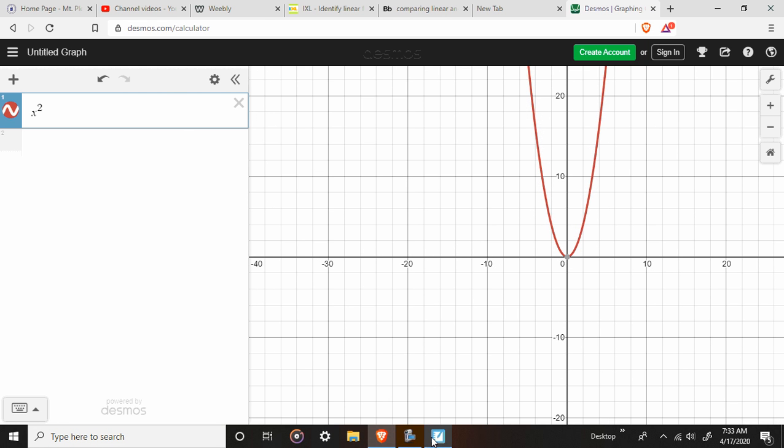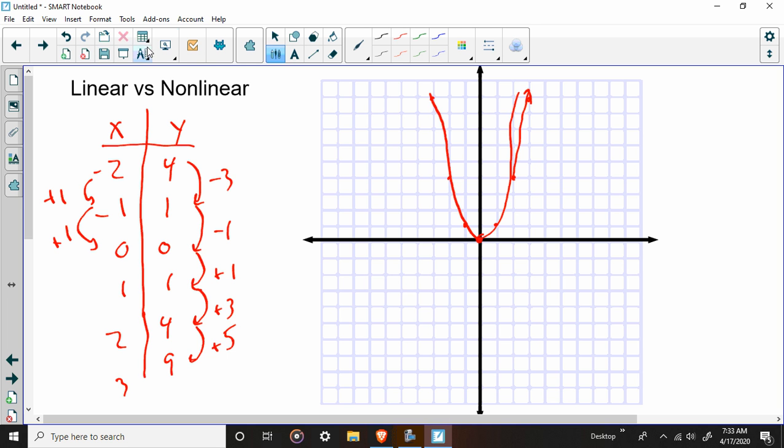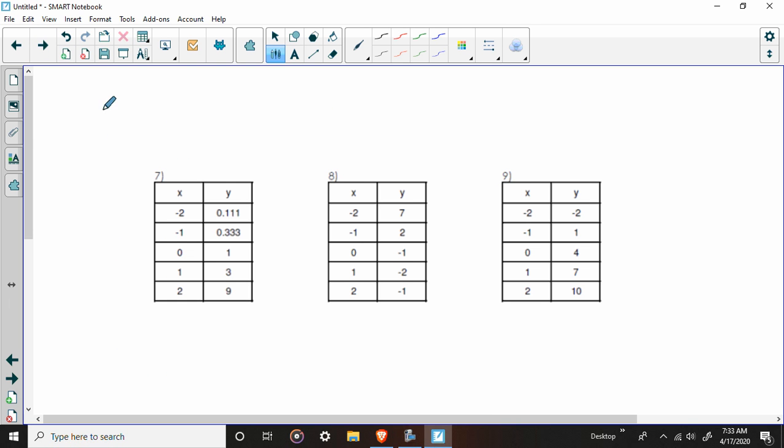So the first thing we really want to be able to do to distinguish linear and nonlinear from a table is just see if the slope is constant, okay? So it's a pretty straightforward process. All you need to do is see, hey, is the change in y constant? Is it always the same change here as the same change here? Now, I know you see decimals there. Don't freak out, okay?